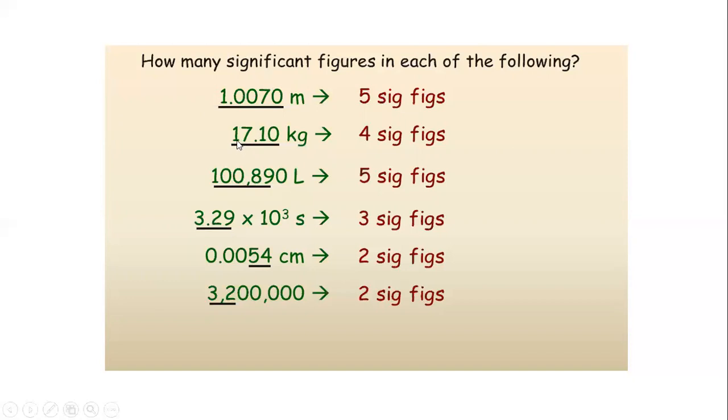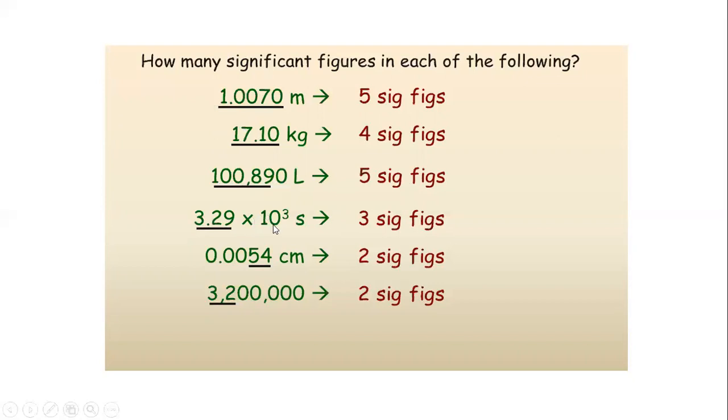17.10 kg. This has 1, 2, 3, 4. This term also has four significant figures. Again the same thing. Why do we count this zero? Because before the decimal point we have non-zero digits. 100890. Five significant figures.